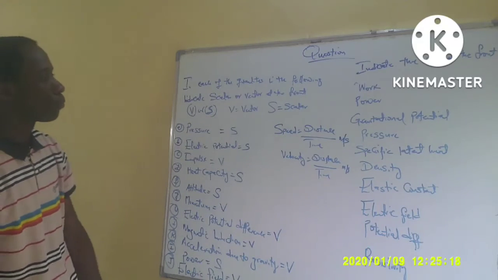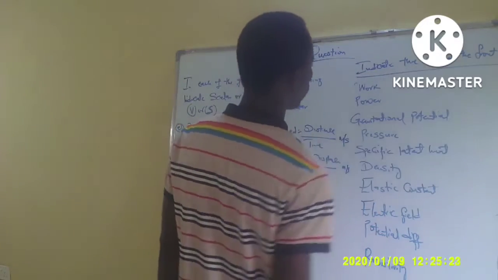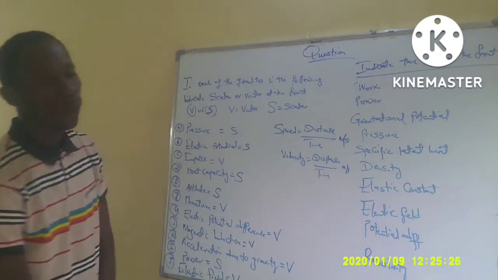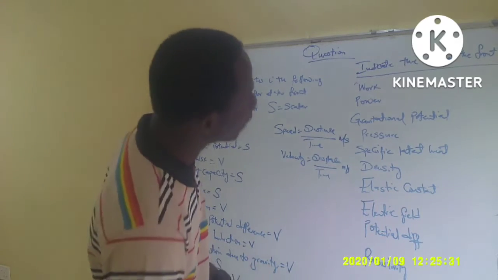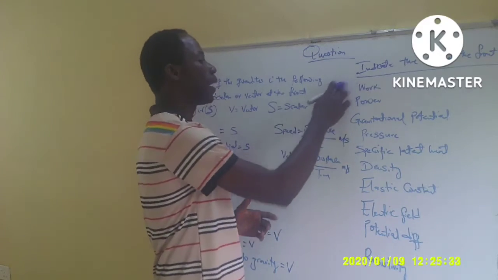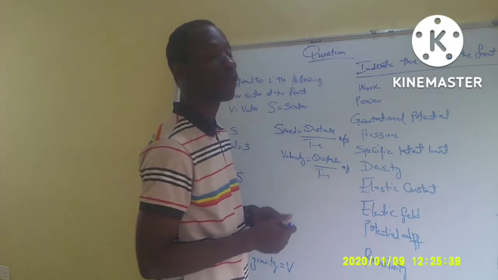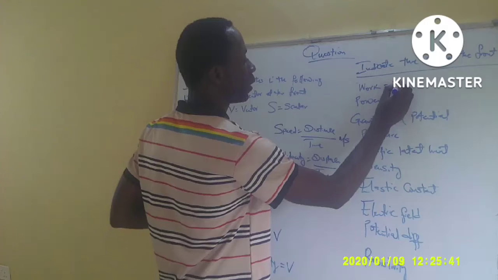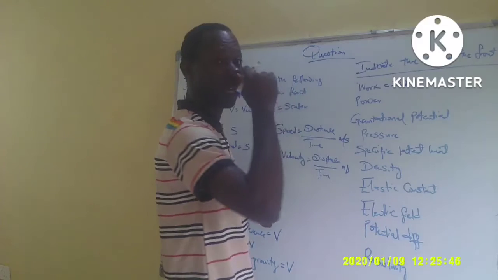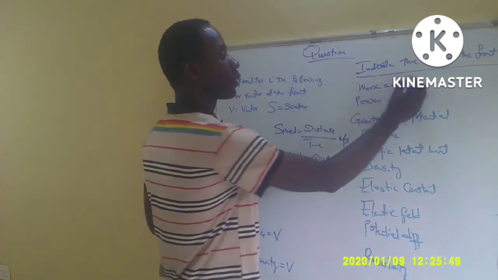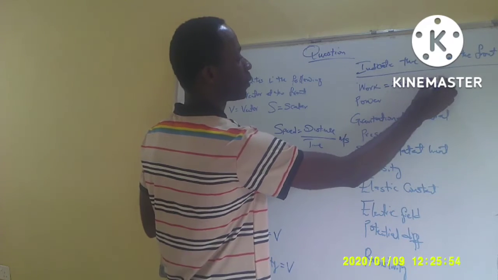Now let's come to the units. We should indicate the unit at the front. First of all, what is the unit of work? We talked about units and direction in our last video. Let me give you a shortcut. Work is actually force times distance. And what is force? Force is mass times acceleration, then times distance.